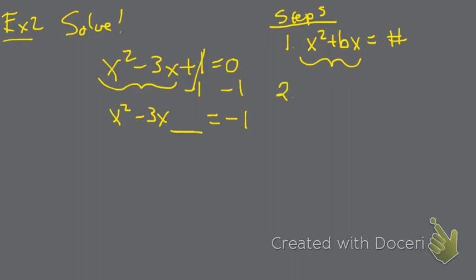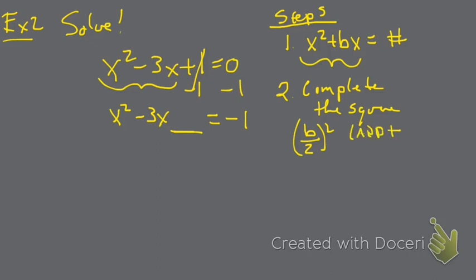Step 2 is complete the square. Complete the square by taking the b value, cutting it in half, squaring it, and adding that to both sides. So here we go. Remember what we just did in the last example? We took the b value, negative 3, we cut it in half, and we squared it, and that is the number that will make this a perfect square trinomial.